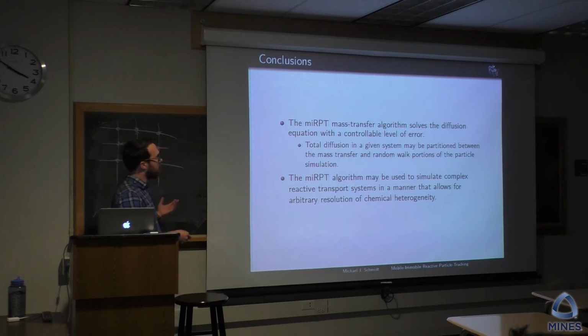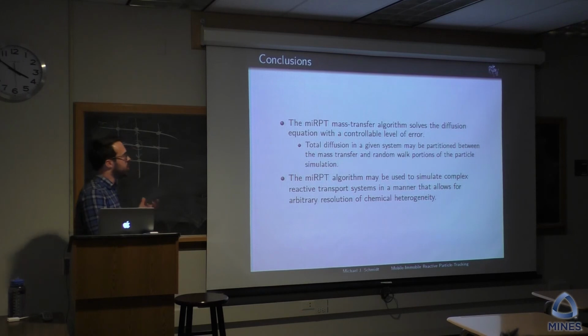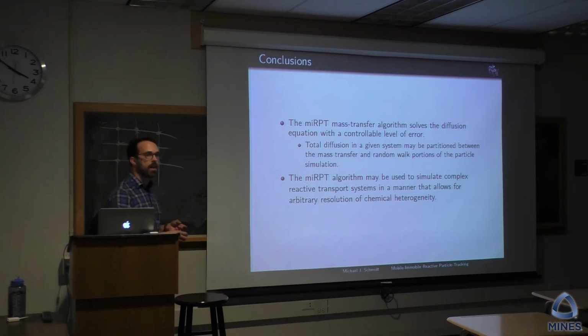So, just conclusions: the mobile-immobile reactive particle tracking mass transfer algorithm appears to solve the diffusion equation with a controllable level of error. This is good because that means the total diffusion system, if you're running with the random walks, can be partitioned between those diffusive random walks and this mass transfer algorithm, and then we cover the total diffusion of the system without introducing any spurious error. And at the end of the day, the mobile reactive particle tracking algorithm may be used to simulate complex reactive transport systems, including interactions with solids, in a manner that allows arbitrary resolution of chemical heterogeneity.